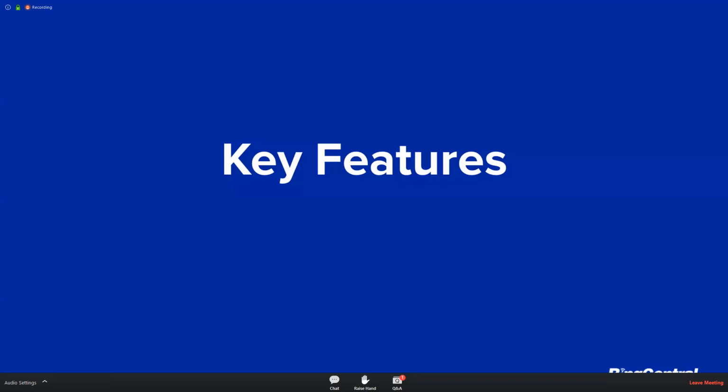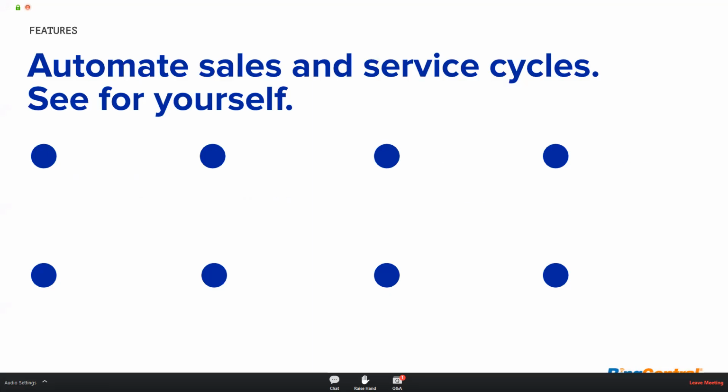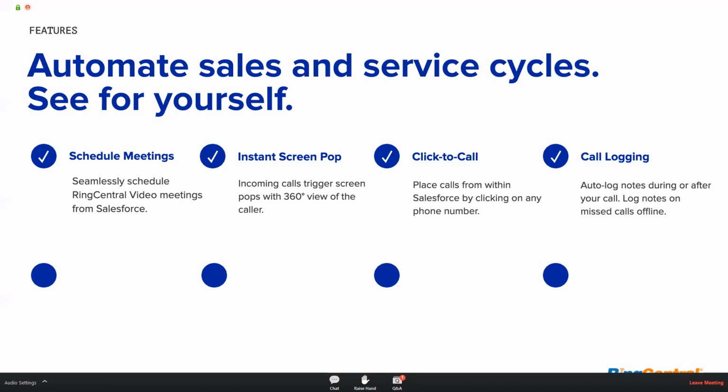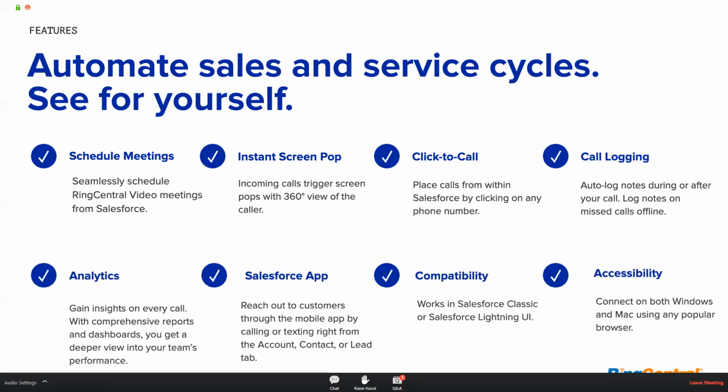Some essential features that this integration offers are the ability to click to call, a customer information screen pop for incoming calls, the ability to automatically log notes and calls, and schedule RingCentral video meetings. Some new features that have been added in the last few updates include offline call logging and analytics that contain comprehensive reports and dashboards, with the new ability to customize a dashboard in the native Salesforce report. Again, this integration is accessible on Mac or Windows, is compatible with both Salesforce Lightning and Classic, and can also be used in the Salesforce mobile app.